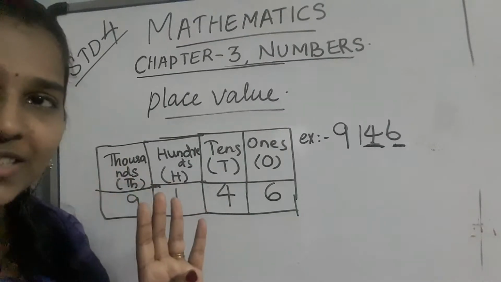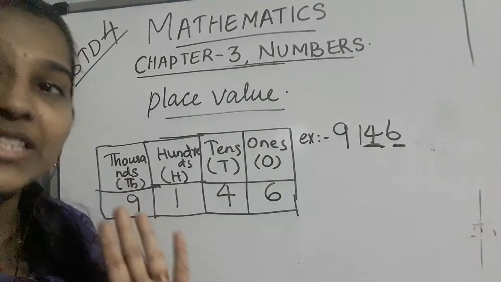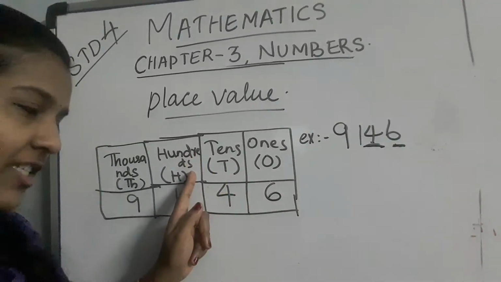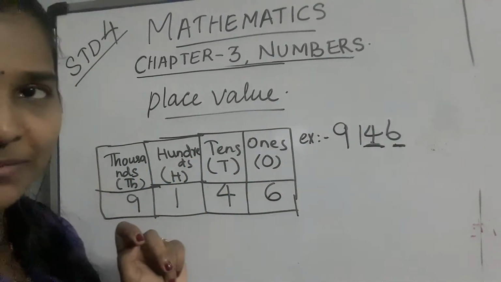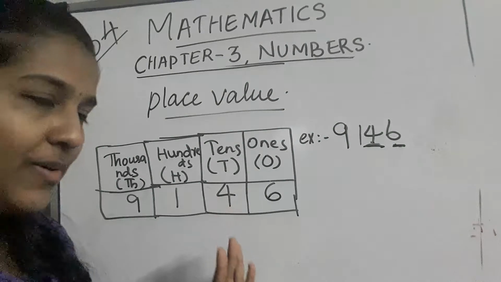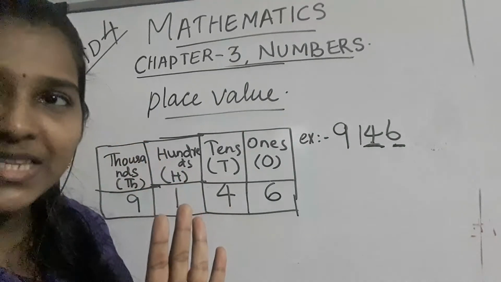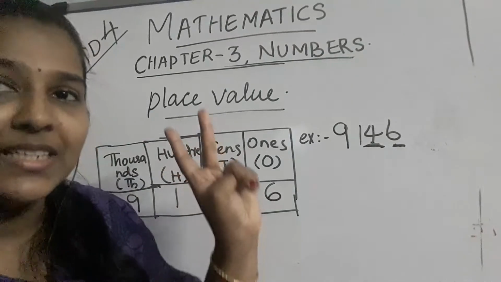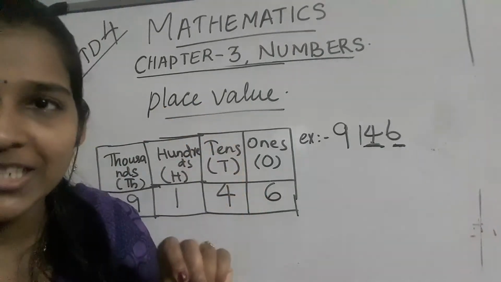And how many places does it have? 4 places, and which are they? Ones place, tens place, hundreds place and thousands place. Once again, a 4-digit number has 4 places and they are ones place, tens place, hundreds place and thousands place.